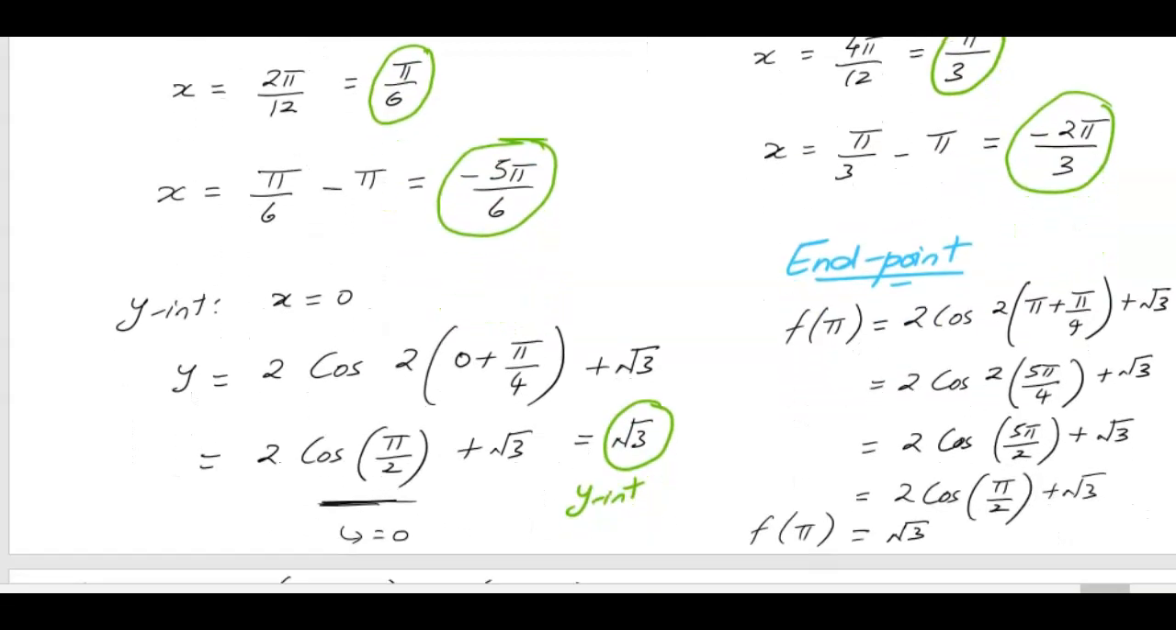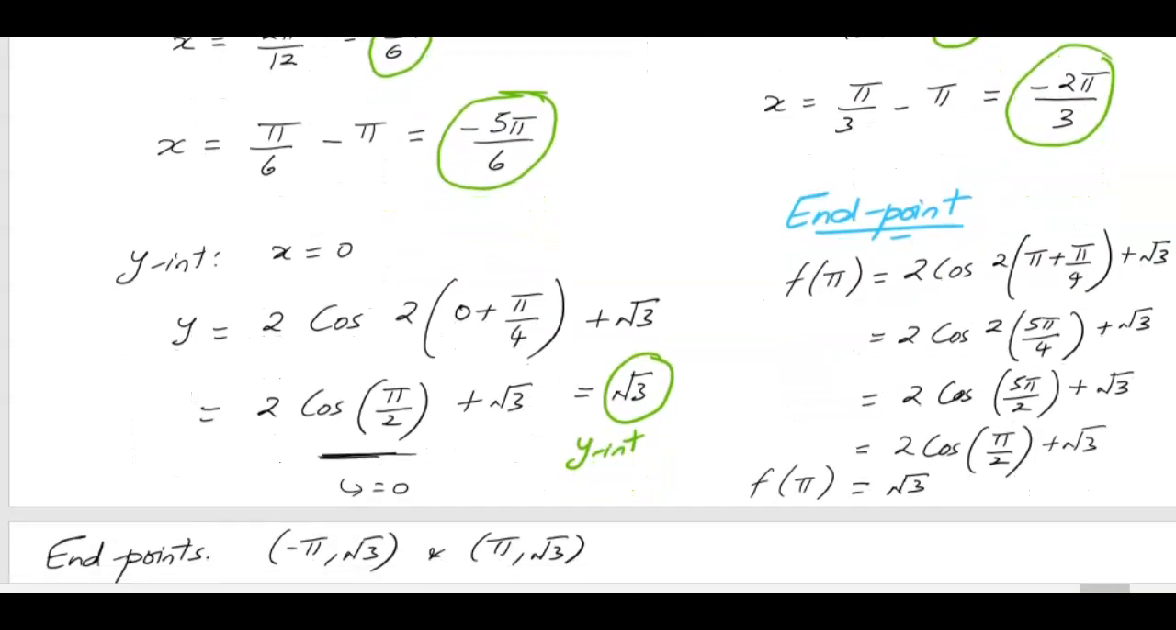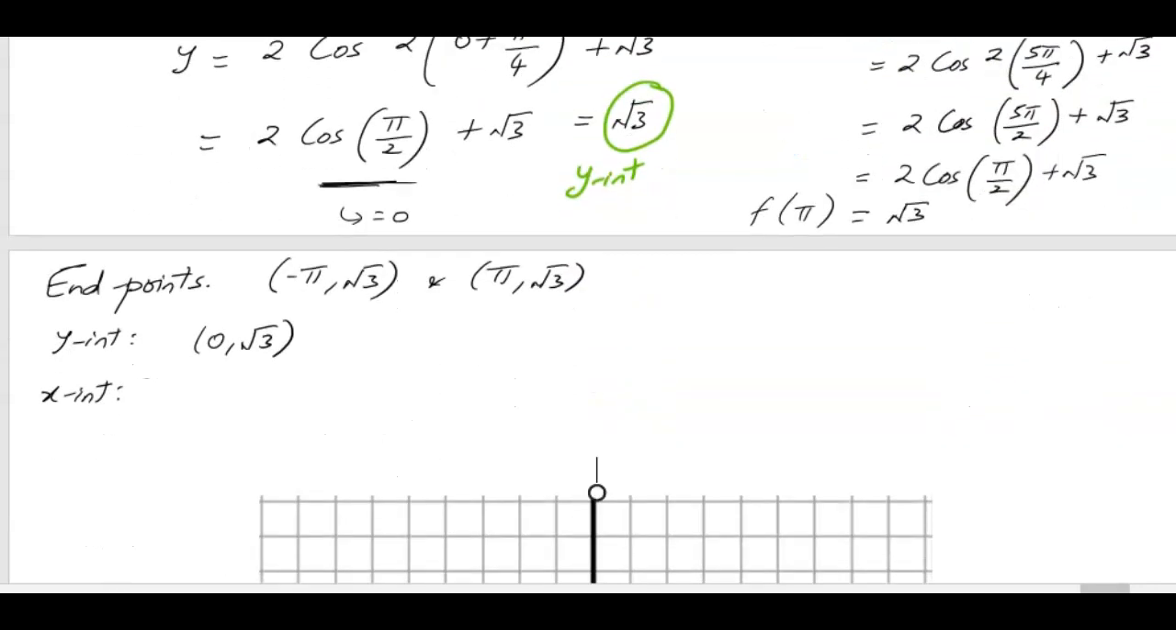So which one's going to be first? We're going to start with minus 5 pi on 6, followed by minus 2 pi on 3. Then we're going to have pi on 6 and pi on 3. Those are my x-intercepts.